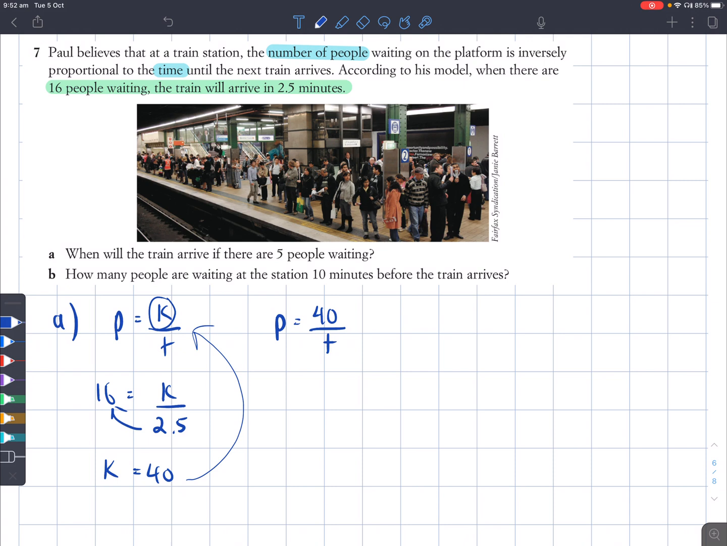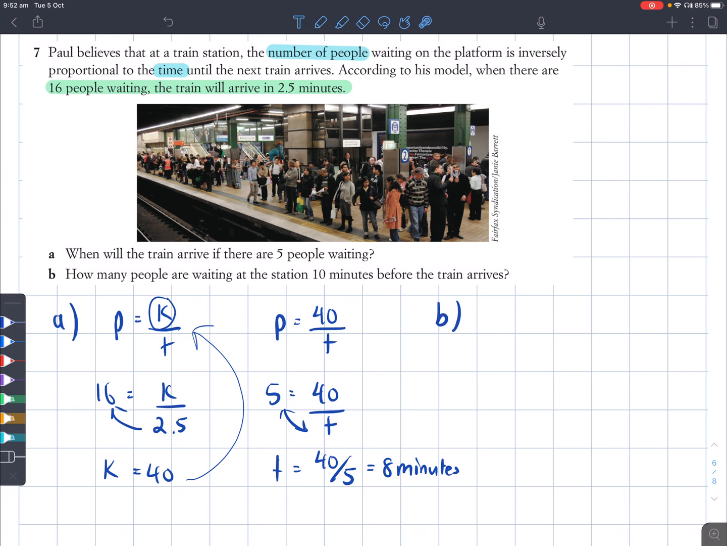Now, I haven't actually answered the question yet. The question says, when will the train arrive if there are 5 people waiting? So if it's asking for when the train will arrive, you're finding out the value of T. And you're substituting P as number 5 in this case. So 5 equals 40 over T. And if we have a variable on the denominator, we know to switch this number around to the other side. So T is equal to 40 over 5, which is 8 minutes. Okay, so if you count around you and if there's 5 people, the amount of time that it takes for the next train to arrive is 8 minutes.